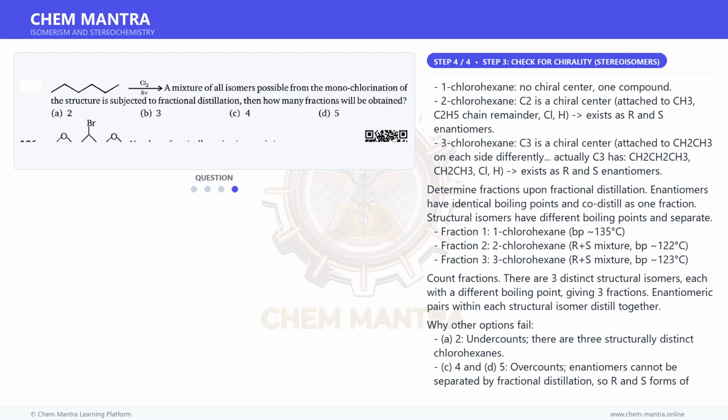Determine fractions upon fractional distillation. Enantiomers have identical boiling points and codistill as one fraction. Structural isomers have different boiling points and separate.